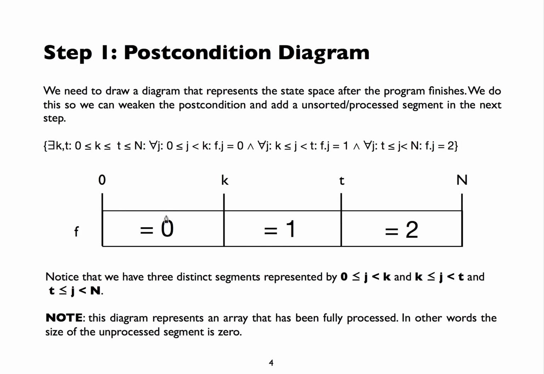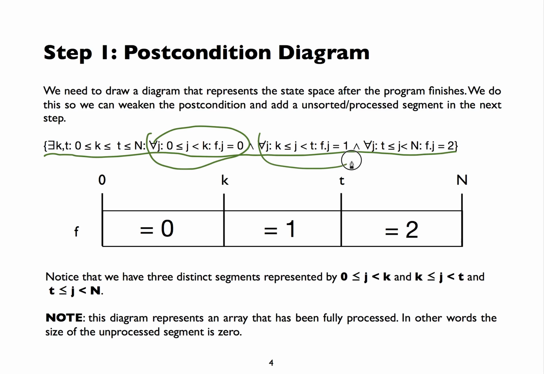So the first step in using an invariant diagram is to draw a diagram that represents the post condition. I've rewritten the post condition here from our specification. And remember, it contains three segments. This is the first segment here. We can see the second segment there and the third segment. So we just literally draw a diagram that represents those three segments.